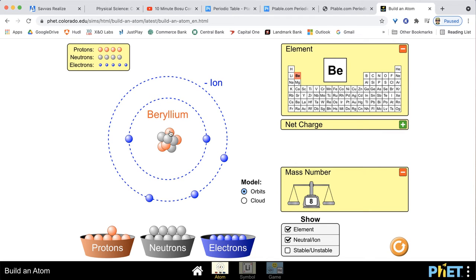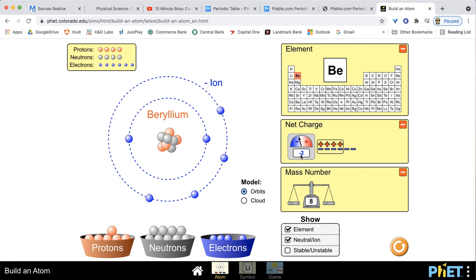Okay? 4 protons and 4 neutrons in the nucleus. The atomic number is 4, which is the number of protons. The mass number is 8, which is the number of protons plus neutrons. And again, that doesn't change if I add or take away electrons. That mass number doesn't change at all. Only the charge of the atom. Okay, I can look at the charge. I should have a -2 now because I have 2 more negatively charged electrons than I do positively charged protons.